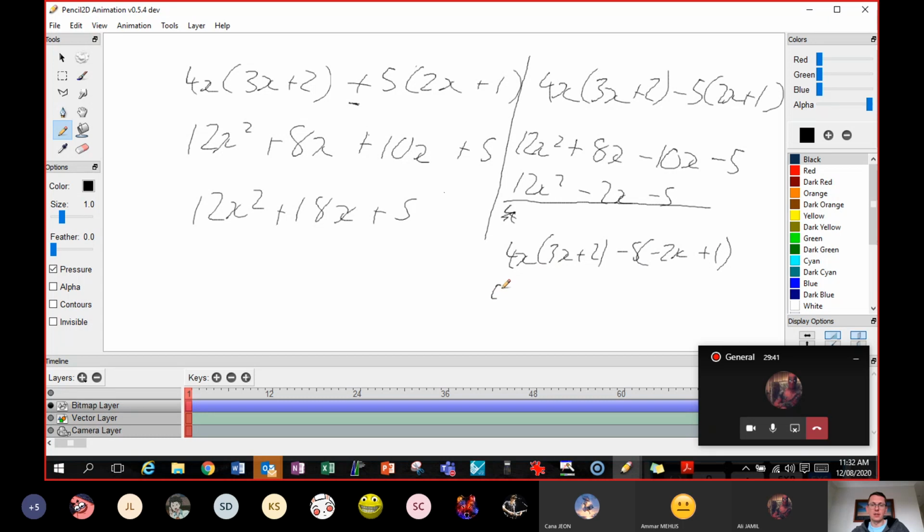4x times 3x is going to give me 12x squared. 4x times 2 will give me plus 8x. Negative 5, sorry, times negative 2x. Negative times negative will give you a positive. That's going to be plus 10x. Negative 5 times positive 1 will give me negative 5. Collect my like terms.